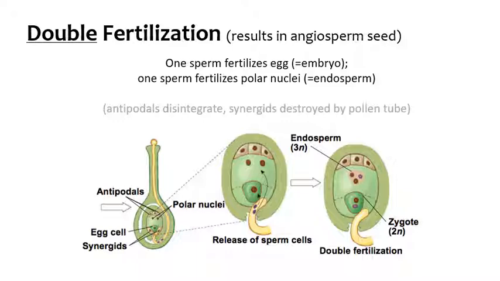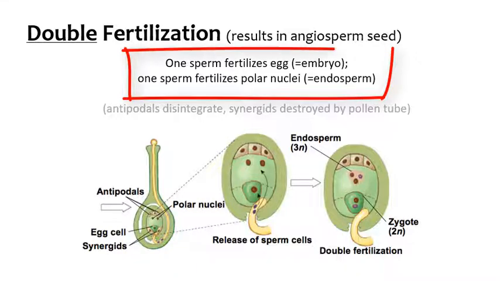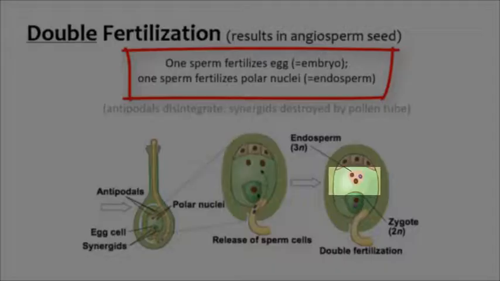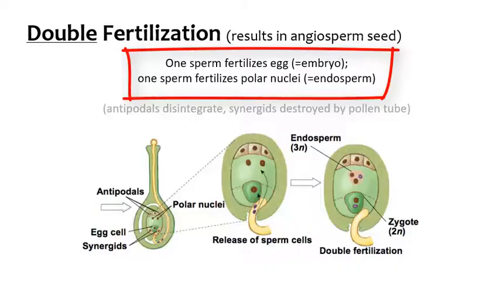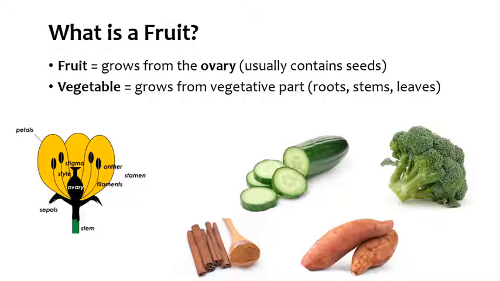There are a lot of other structures inside this ovule. Some of them disintegrate, some are destroyed as fertilization happens, but those aren't important for this class. Don't worry about them. What is important is one sperm fertilizes the egg, that becomes the zygote. The other sperm fertilizes this structure, which becomes the endosperm. Each seed, then, has a little embryonic plant and a food supply. That double fertilization refers to the seeds, how they develop.